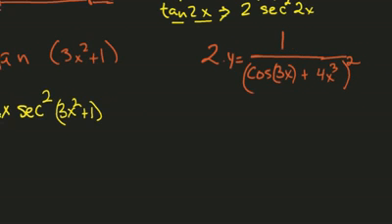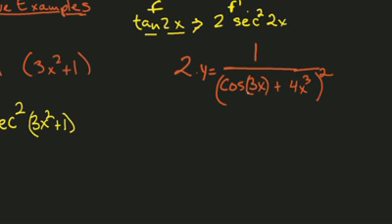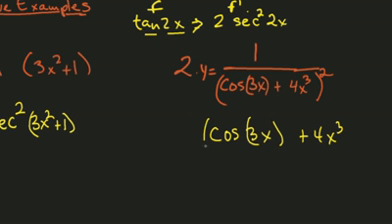Let's look at this one here. This is at first glance a quotient rule, but I don't see an x up here, so you don't need to do the quotient rule. Here you need to look at the chain rule. Bring this up. Make it cosine 3x plus 4x cubed all raised to the negative 2.